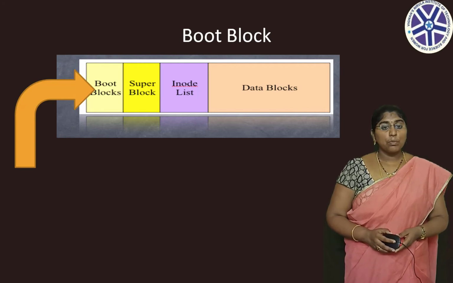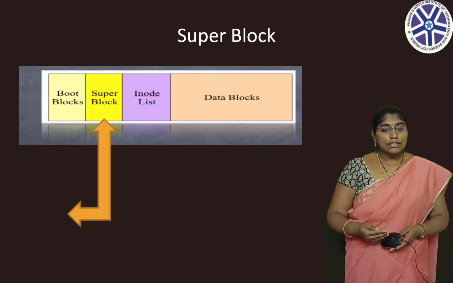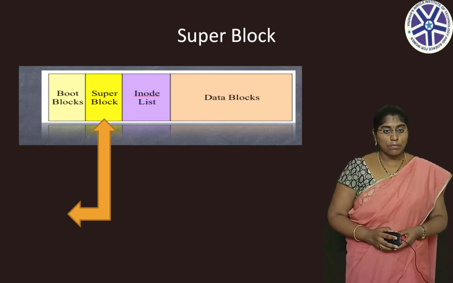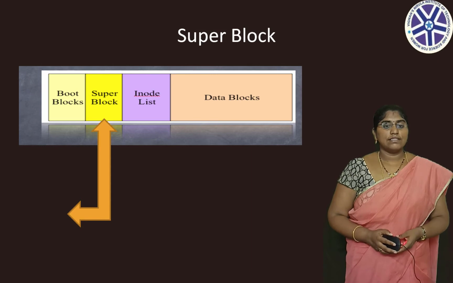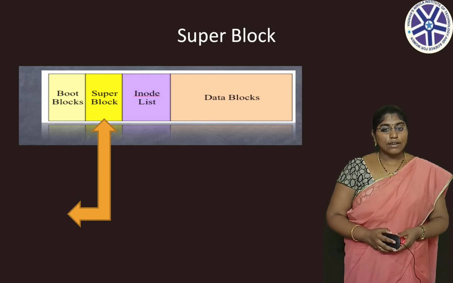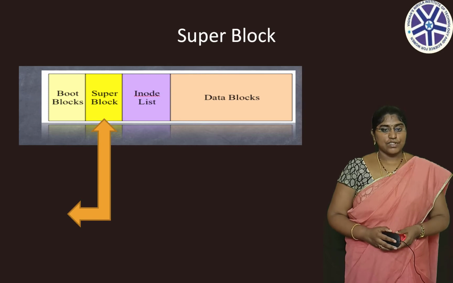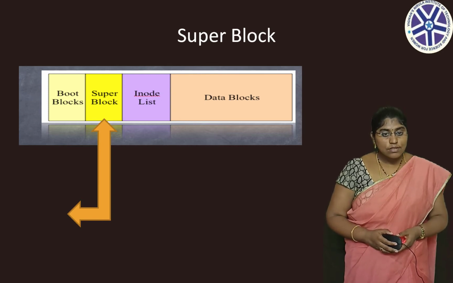Let's see the next one, super block. It describes the state of the file system. Here state means how large it is, how many maximum files it can accommodate, and how many more files can be created, etc. This type of block is called the super block.